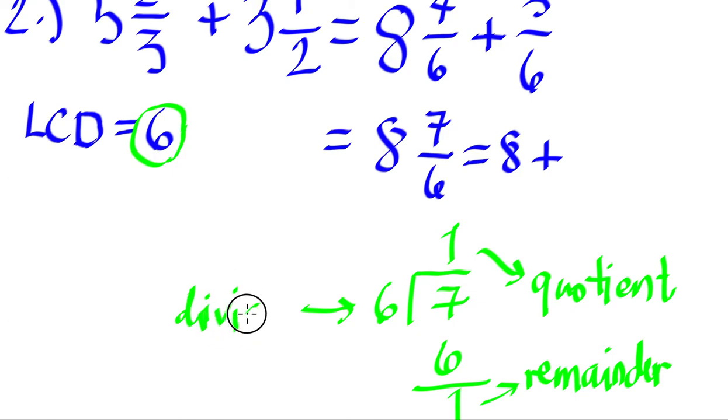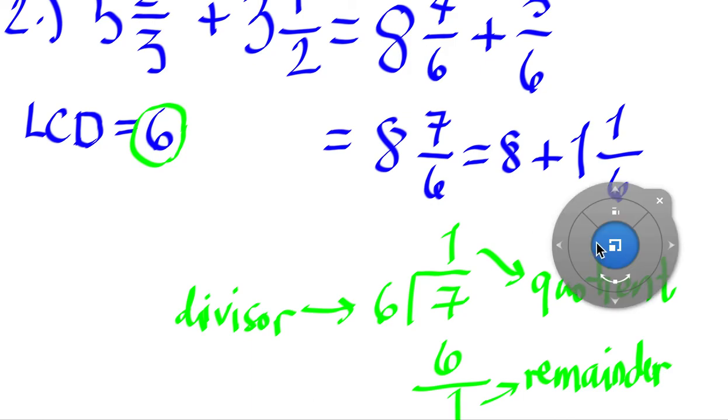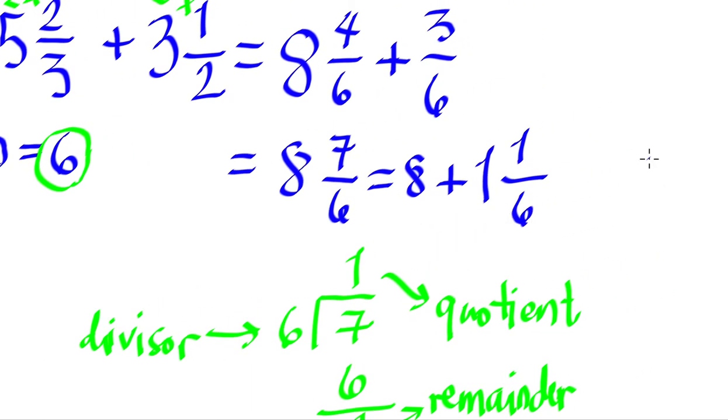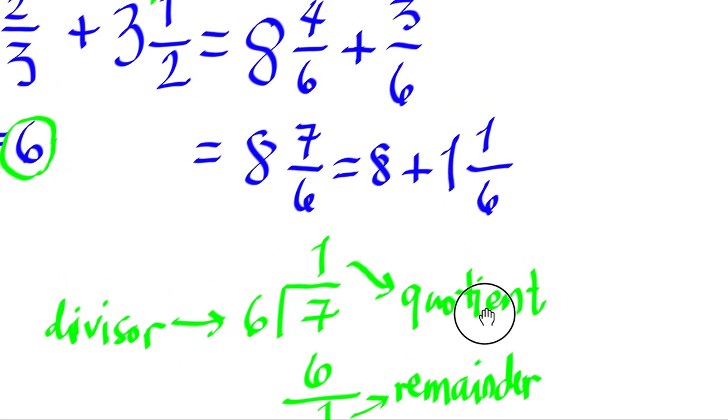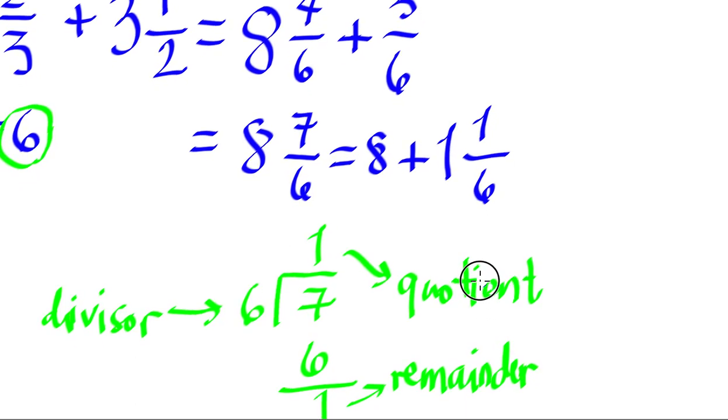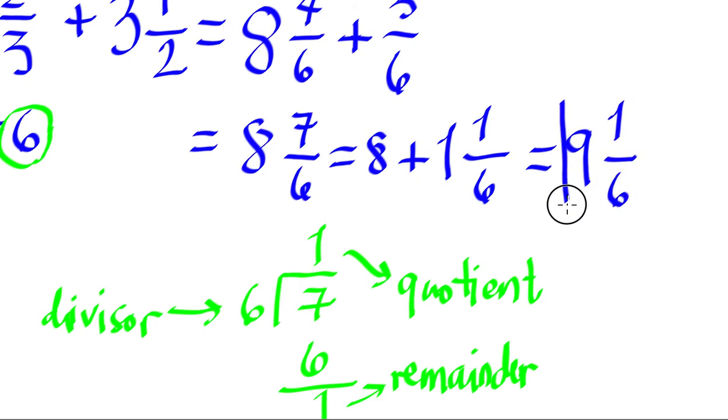I hope you can still remember how to convert improper fractions to mixed numbers. This will be our whole number, 1. This will be our numerator, 1. This will be our denominator, 6. So we're just going to add the whole numbers, 8 plus 1 over 6. 8 plus 1 is 9, and then copy the fraction 1 over 6. And this is our answer for number 2: 9 and 1/6.